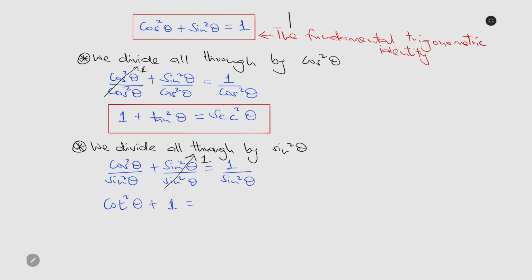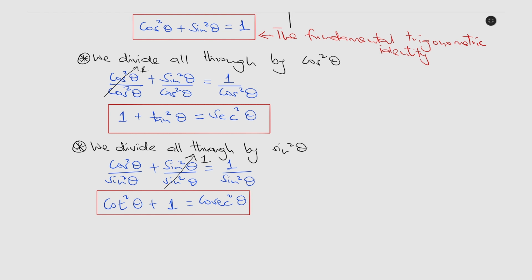Now, 1 over sine is cosec. This time it is squared, so we have cosec squared theta. And that becomes our third trigonometric identity. So there we have them: we have our first, second, and third trigonometric identity.